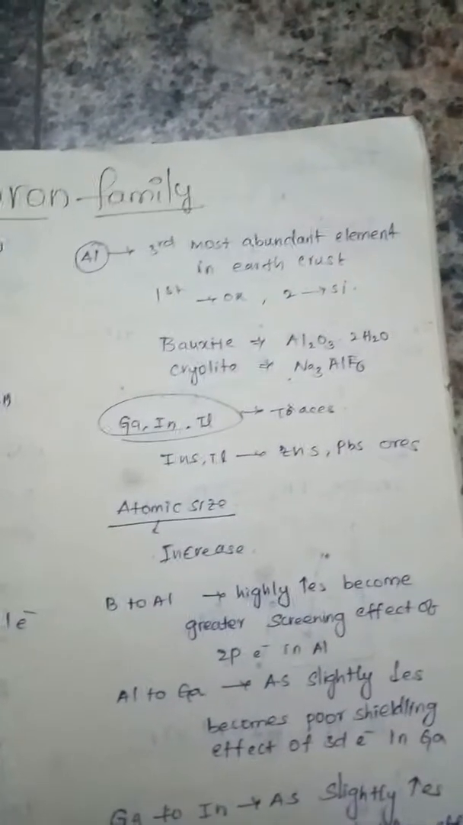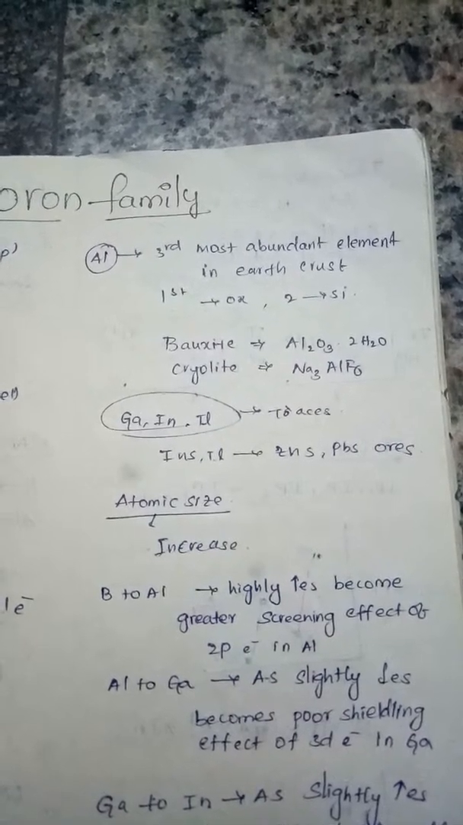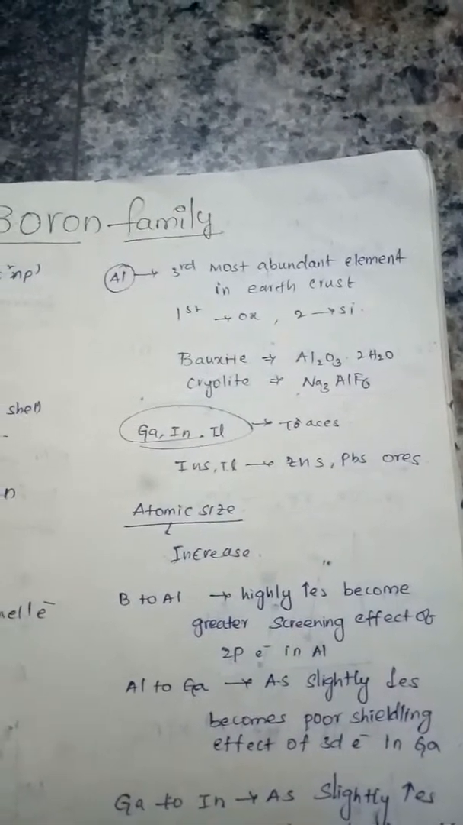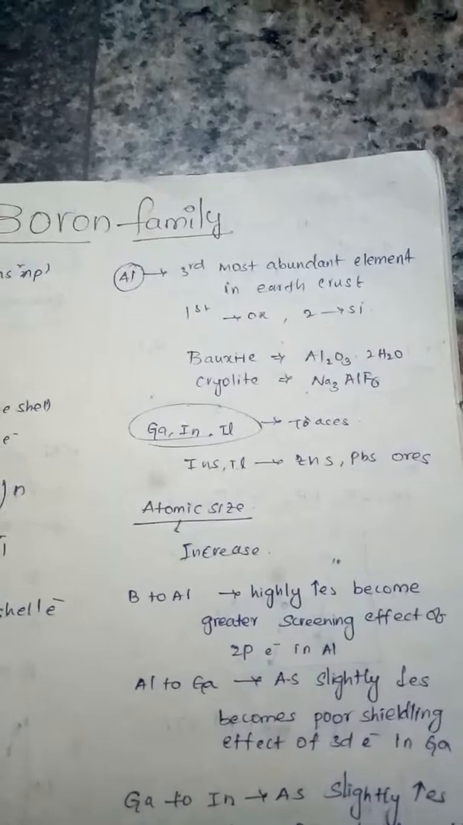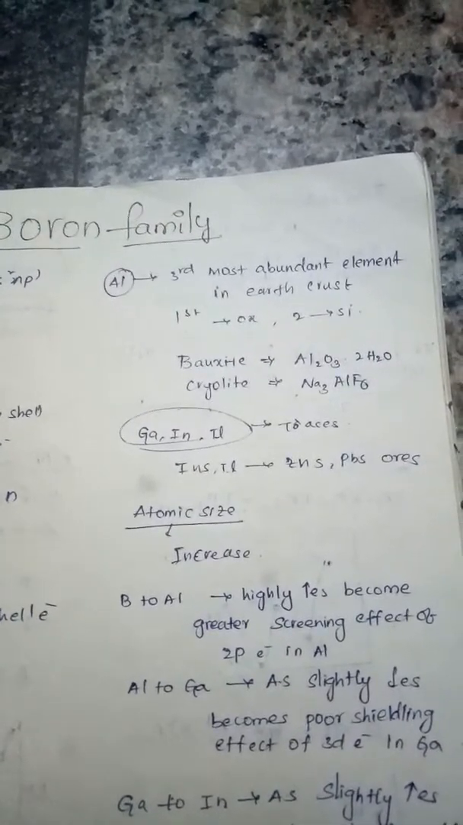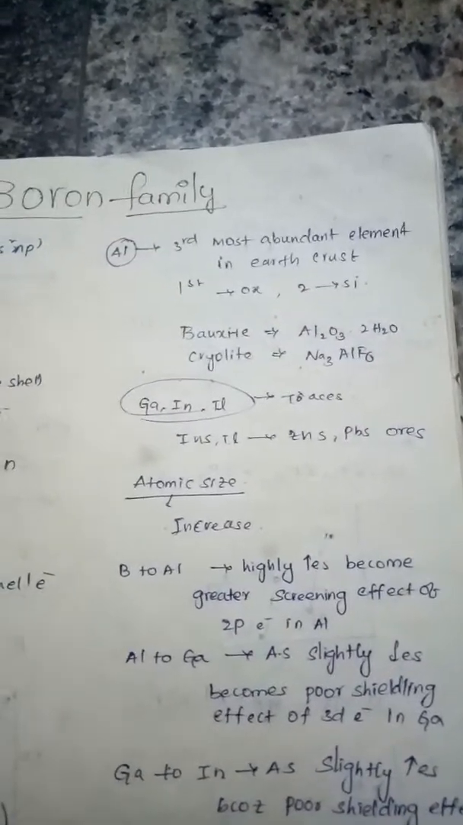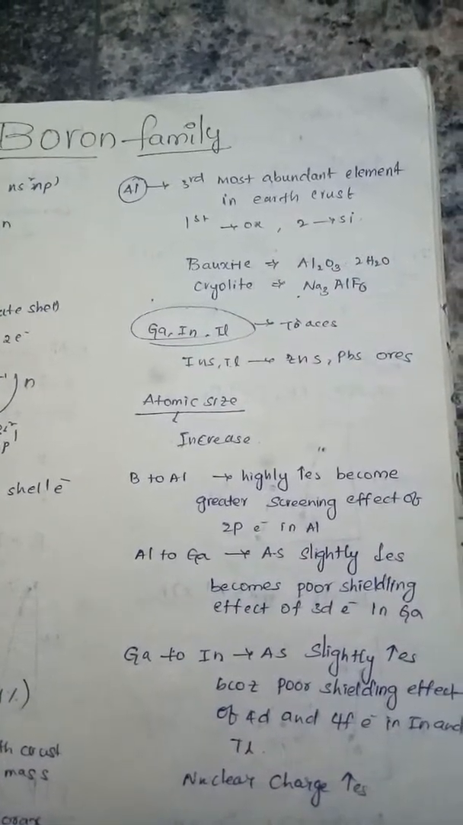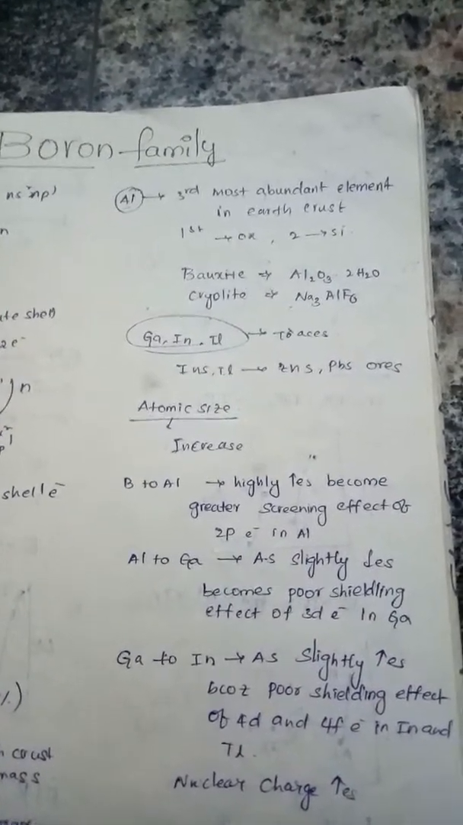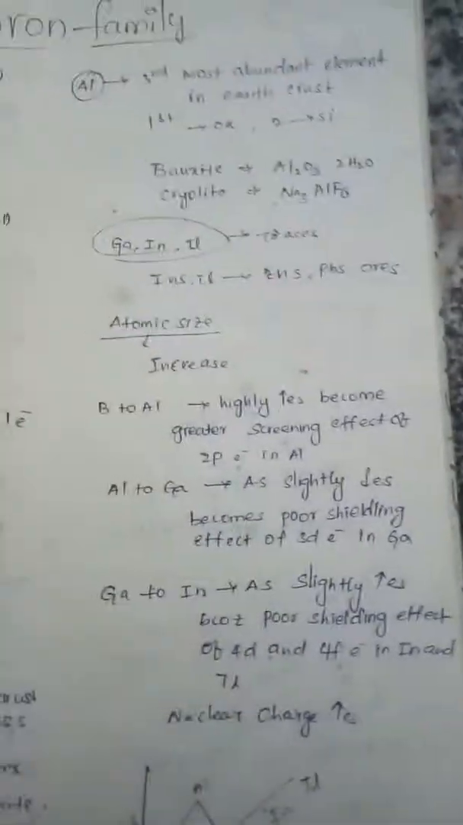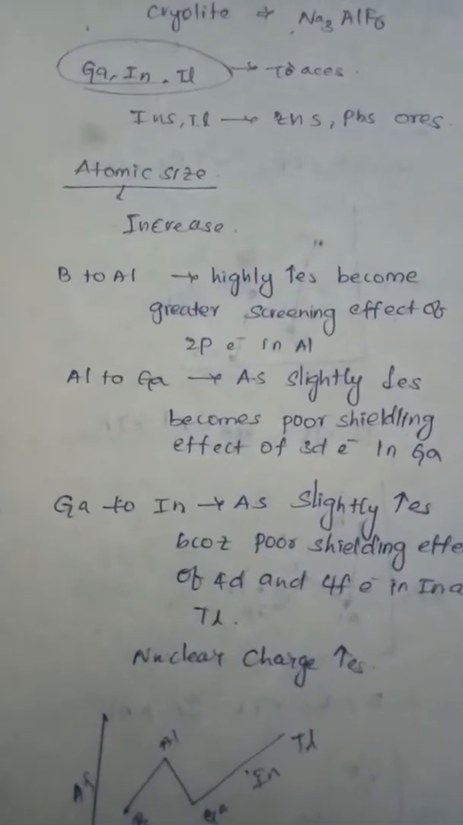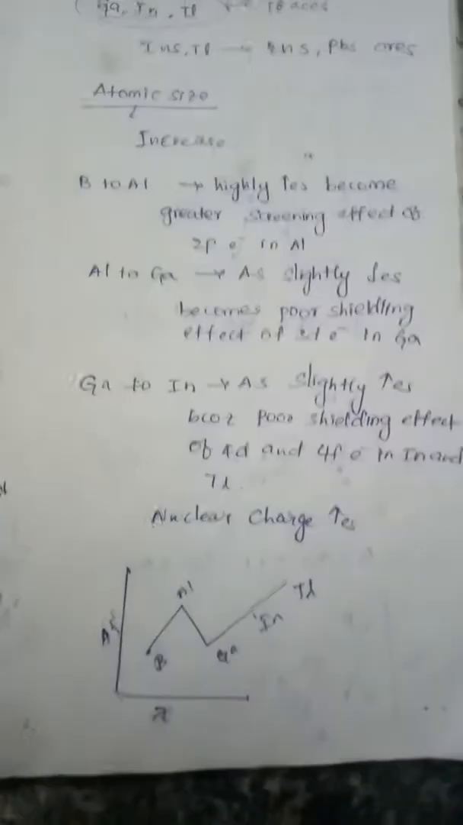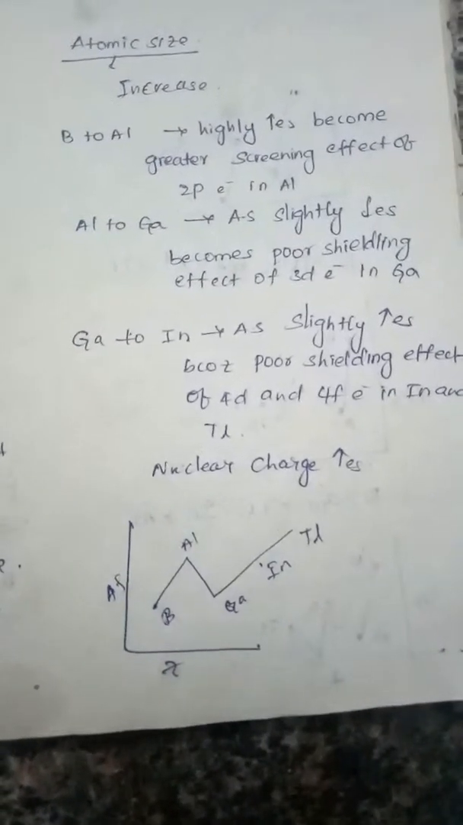And then when we go to aluminum, it is the third most abundant element in the earth's crust, and its oxidation state +3 is well known, and it is abundant in nature in the form of bauxite, cryolite. And atomic size increases down the group from boron to aluminum, because of the greater screening effect of 2p electrons in aluminum, and from aluminum to gallium it increases only slightly because of the poor shielding effect of 3d electrons in gallium. And here we have the graph about nuclear charge.